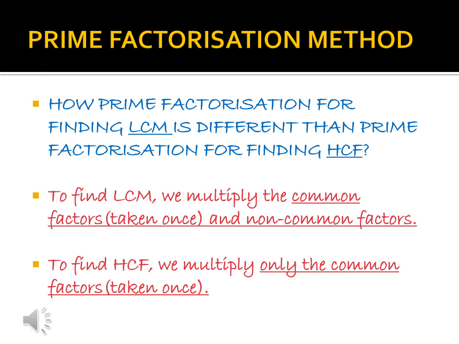So first is the prime factorization method for finding LCM. Now, how is the prime factorization method for finding LCM different from prime factorization for finding HCF? What did we do in finding HCF? We have just taken the common factors, right? We have only taken the common factors and we have ignored the co-prime numbers that you get at the last step. But in finding LCM, we multiply the common factors also and we multiply the non-common factors as well, right? So we'll be just looking at the non-common factors and how to multiply them. Also, we have already discussed this in HCF that you have to take the common factors only once, right? So in LCM also, we will take the common factors only once.